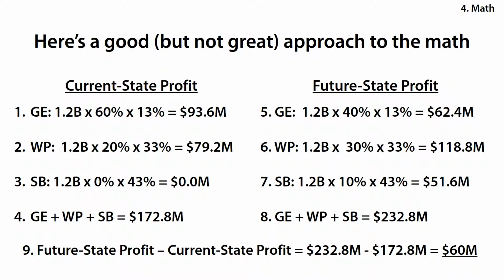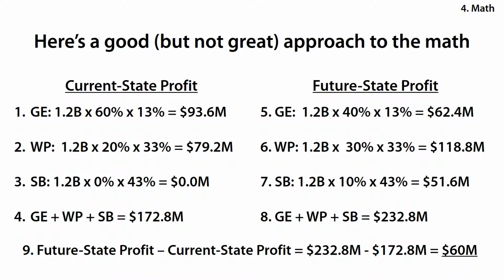Let me just double check. Yep. And then the store brand, we don't have any today, so that's 0. So now I'm just going to add the 3. So 93.6 plus 79.2, which is 172.8 million in profit today based on the current mix.